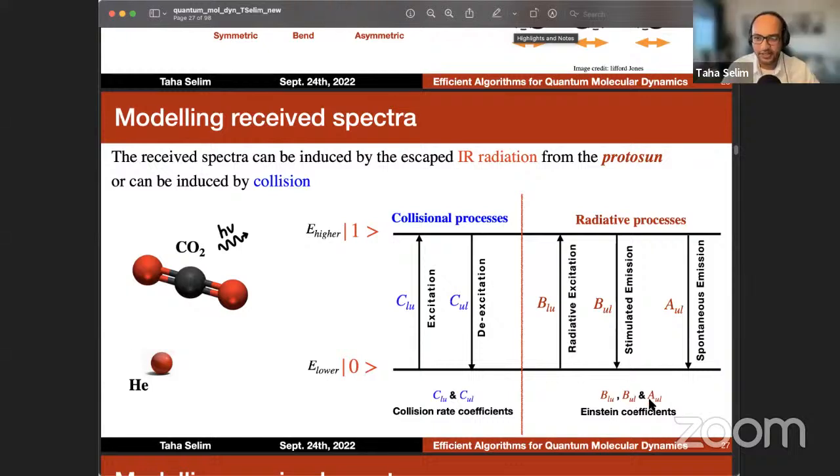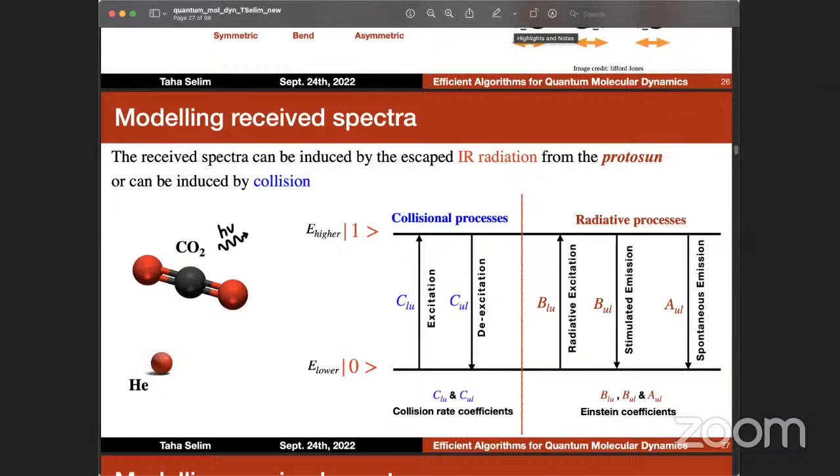So is there any more questions? Because I have seen some other... There was one. There is a question. And the collisions are between which molecules?